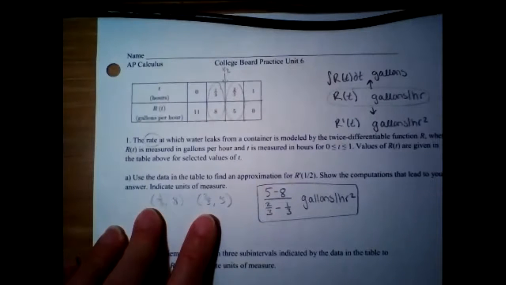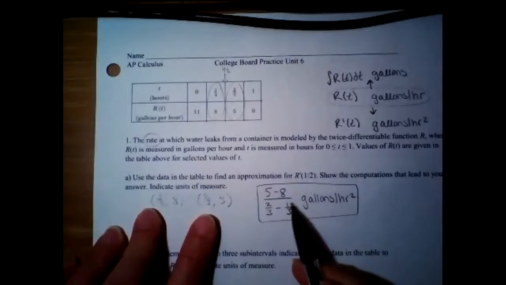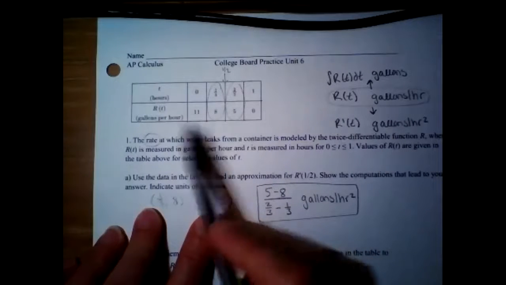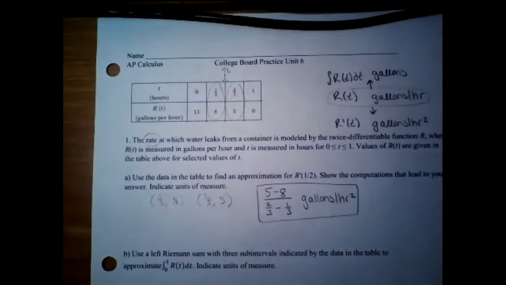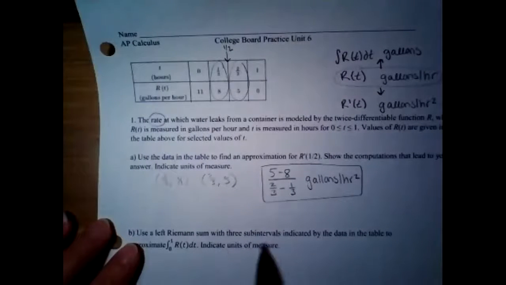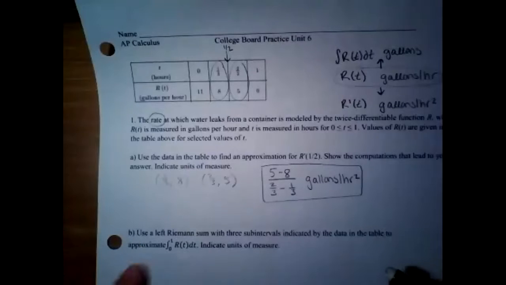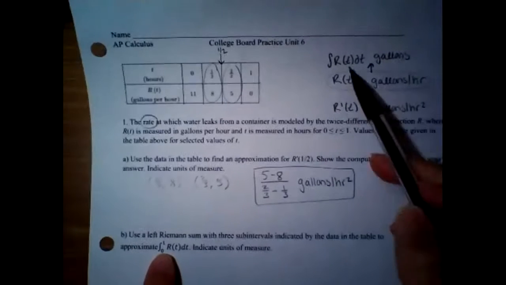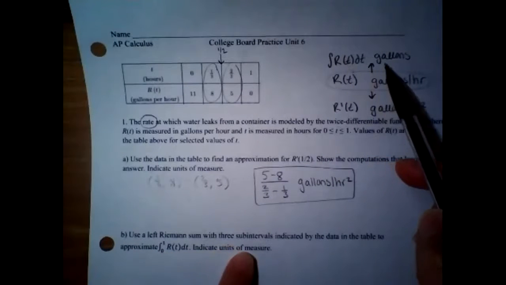All right, so we approximated the derivative. Derivative means slope. This was gallons per hour, so the units would be gallons per hour squared. All right, letter B, use a left Riemann sum with 3 subintervals indicated by the table to approximate the integral. Now we're doing an integral, so the units of measure are just gallons.